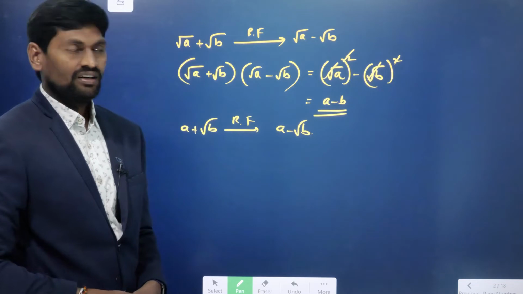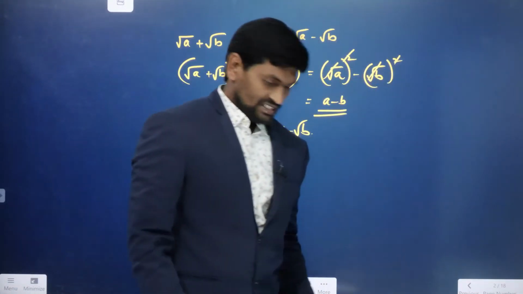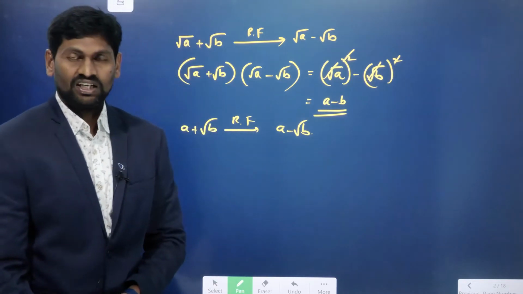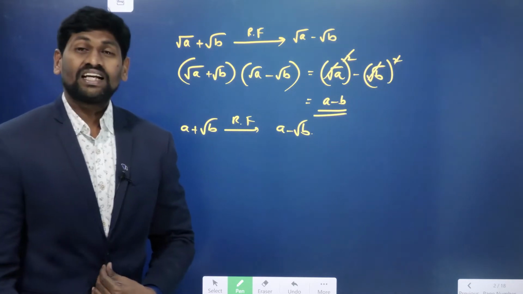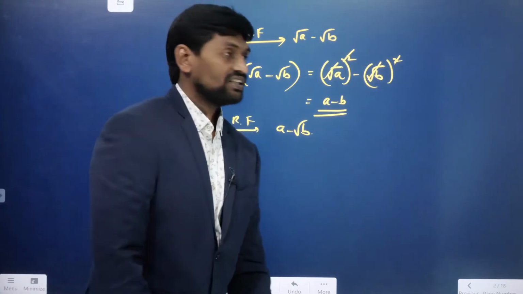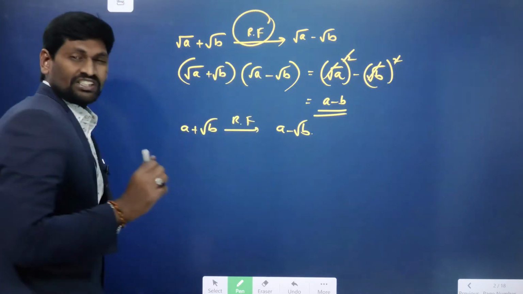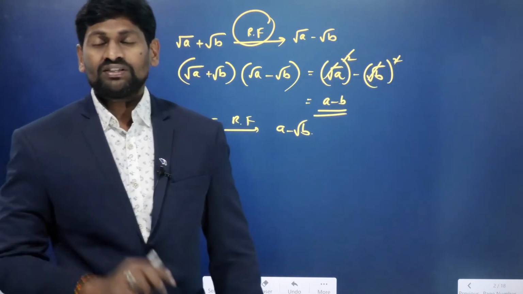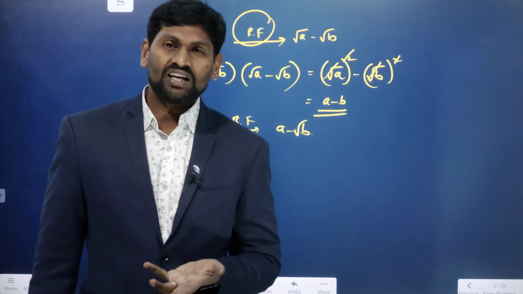Okay, right. So like that we have different types of rationalizing factors, based on the given surd or given irrational number. Next, let us discuss the conjugate surd. Conjugate surd and rationalizing factor are almost similar, but there is a small change. Rationalizing factor means when you multiply two irrational numbers, the answer must be rational.